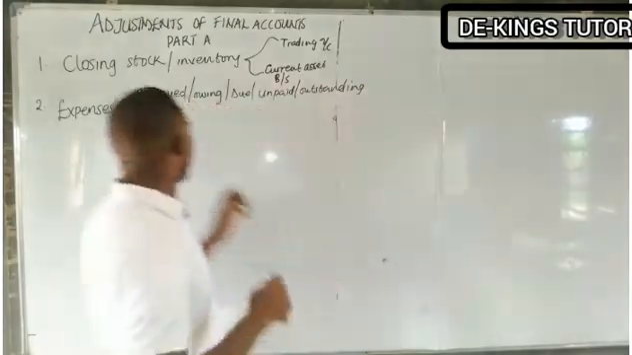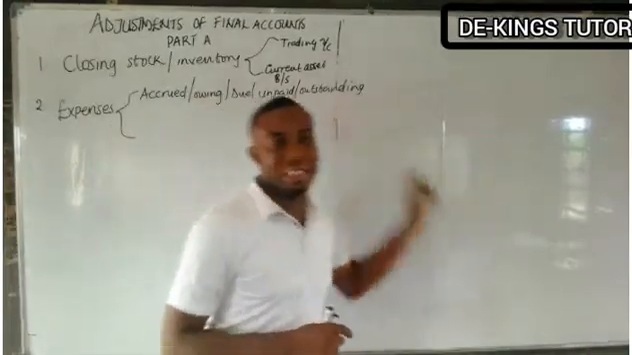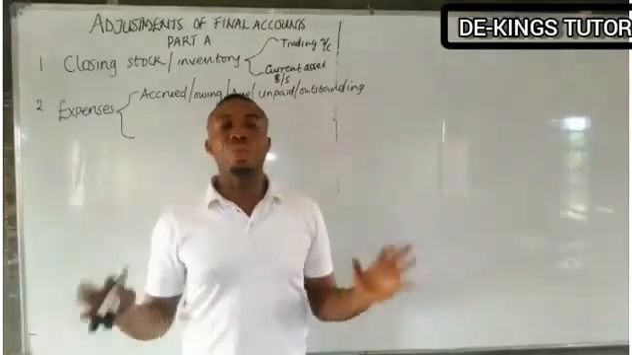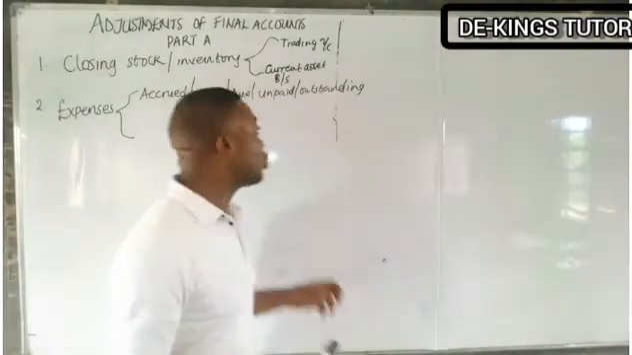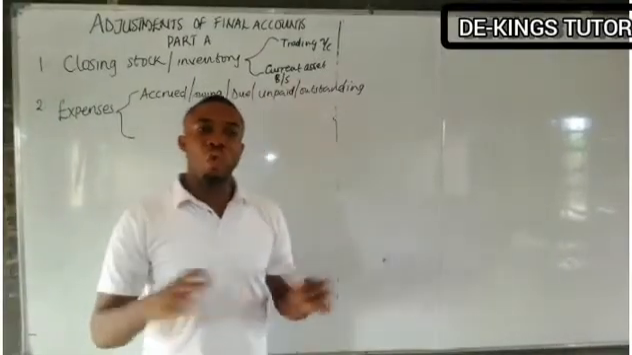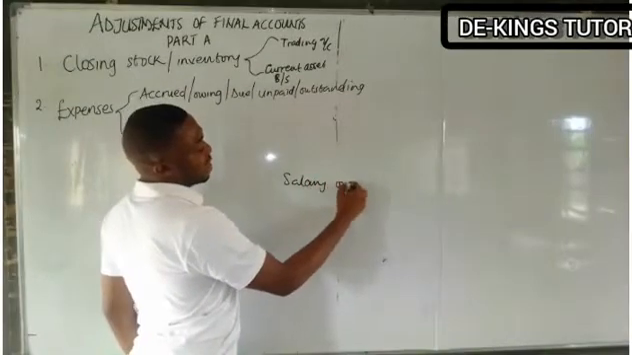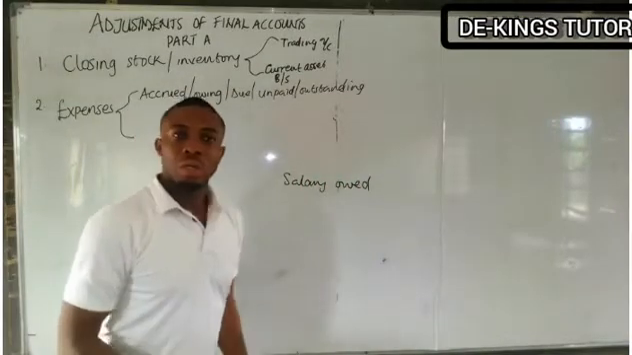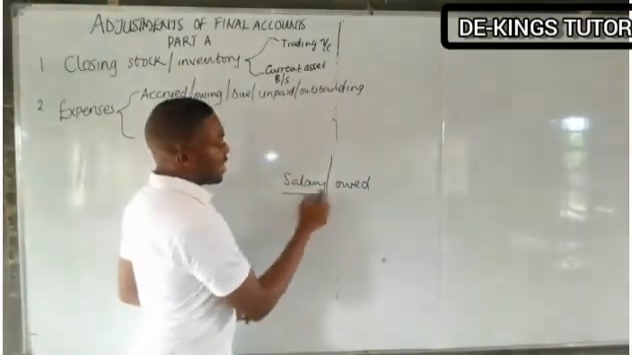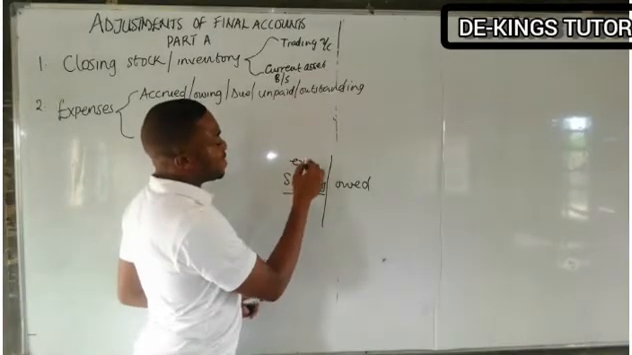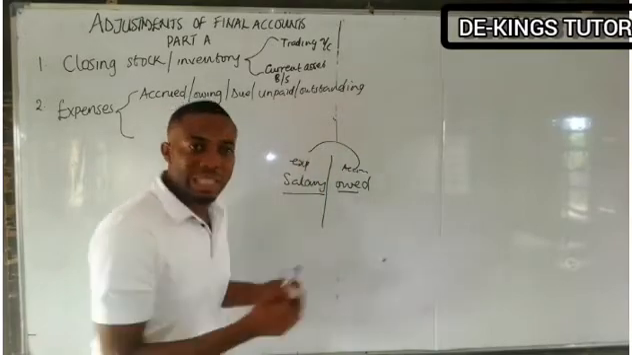So, whenever an expense is accrued, owing, due, unpaid, or outstanding, whichever word they want to use, it means the same thing. Now, one thing I tell students most time is that you should break the word into syllables. For instance, you have salary owed. I tell students, break them into syllables and identify what is what. Salary is an expense. Owed is the same thing as accrued. It means this is accrued expenses.